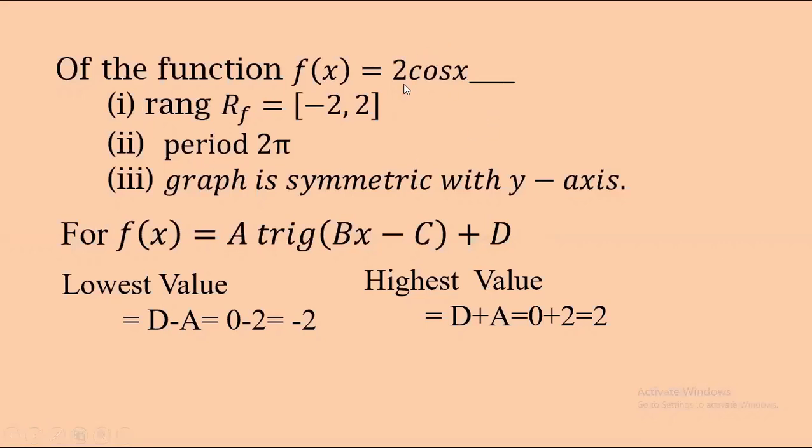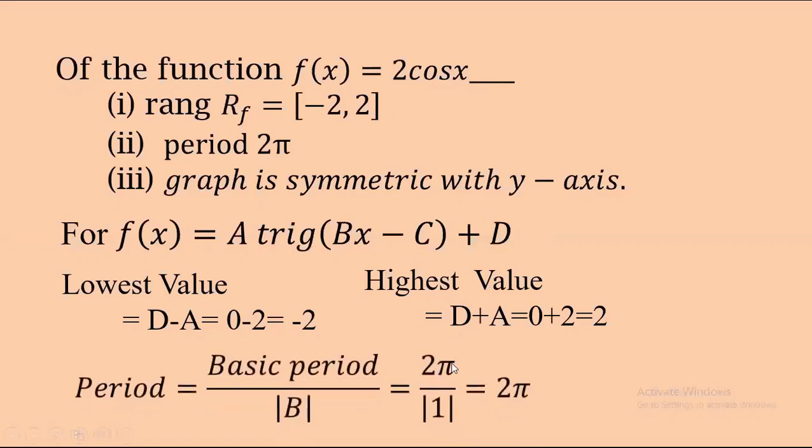What is the period? The period is basic period by B. B is 1 here. And what is the basic period? Basic period is 2 pi. So it is 2 pi. Comparing with the equation, divided by B, that is the coefficient of x. The coefficient of x is 1 here. And is the graph symmetric with the y-axis? Yes, this graph is symmetric.